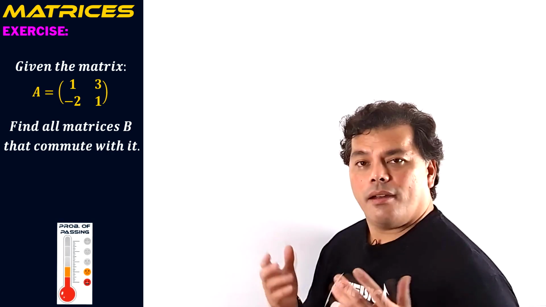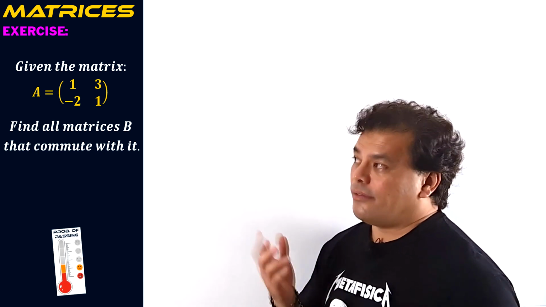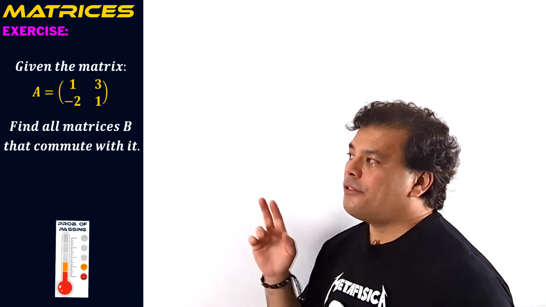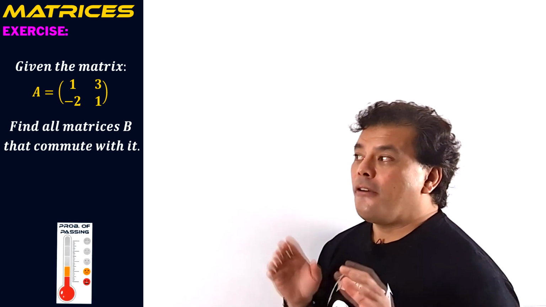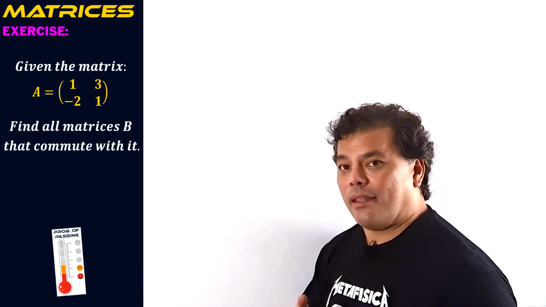Let's go. Let's read the statement together. It says, given the matrix A, and there you can see that it's a square matrix of order 2, with rows 1, 3 and -2, 1, find all matrices B that commute with it.